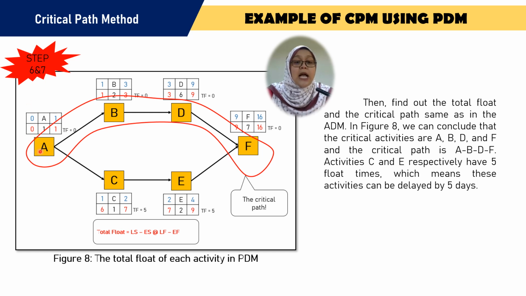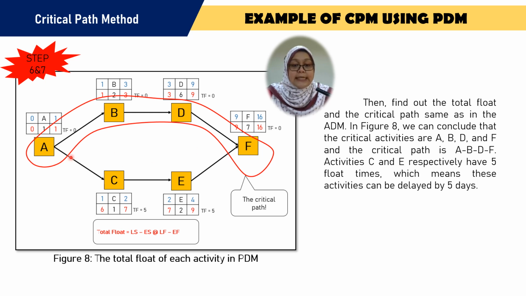We can see the total float for activity A is 0, the total float of activity B is 0, and the total float of activity D is also 0, and activity F also has a total float of 0. So automatically the path of A, B, D, F is the critical path. The duration of this path cannot be delayed, because if you delay the duration of these activities, it will affect the total duration of the project.